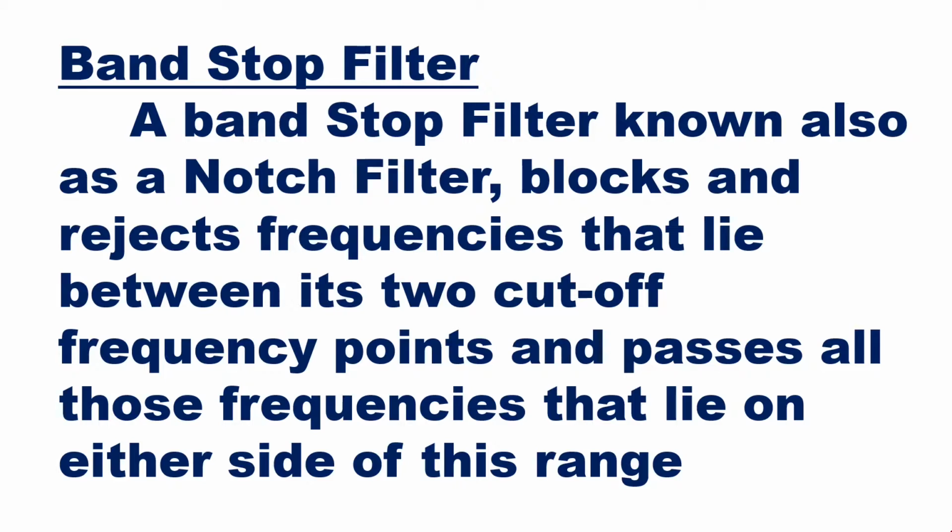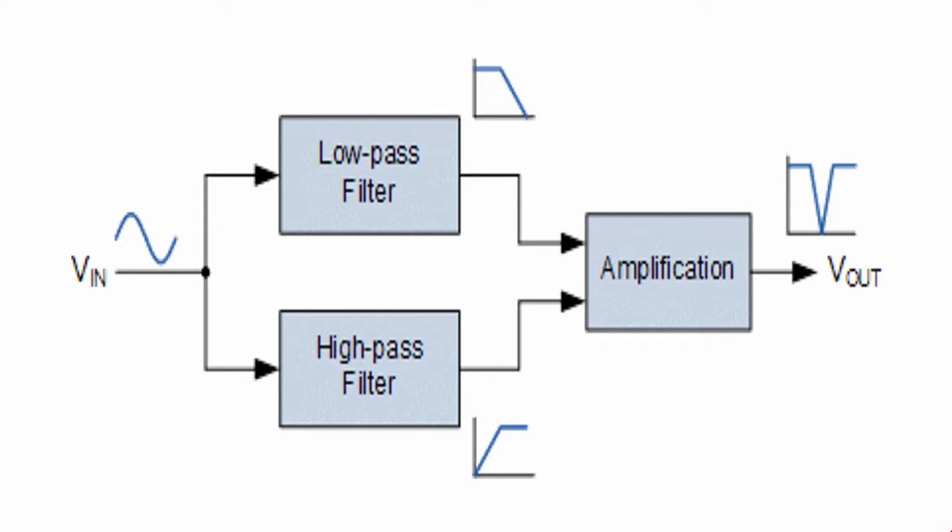So the definition of band stop filter: it is also known as a notch filter if the band of frequency which you are going to stop is very narrow. It blocks and rejects frequencies that lie between two cutoff frequency points and passes all those frequencies that lie on either side of this range. So if you see the basic construction, using a low pass filter and high pass filter and a summing amplifier, we can get a band stop filter.